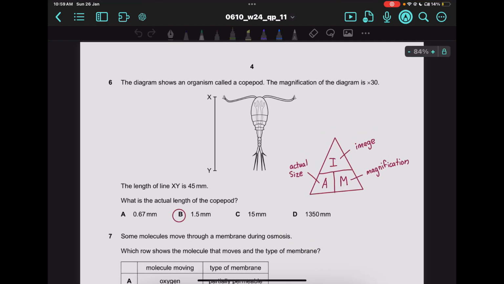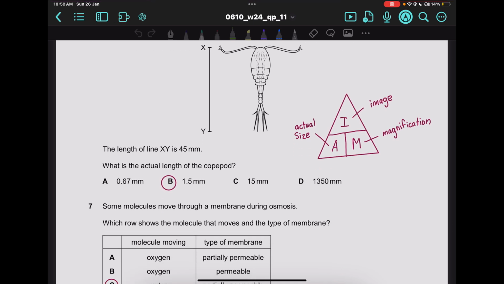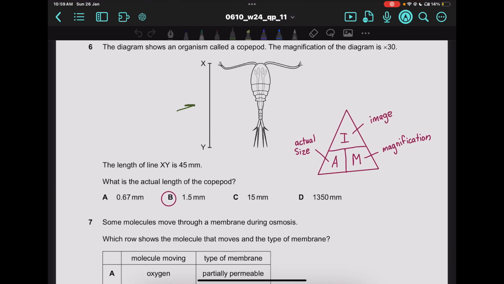Number 6, the diagram shows an organism called a copepod. The magnification of the diagram is 30. The length of line XY, which is this one, is 45 millimeters. What is the actual length of the copepod?